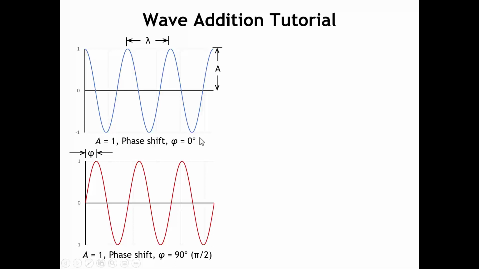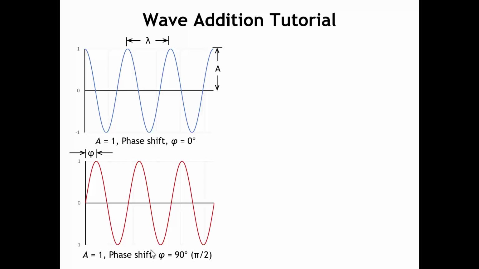But if we were to take that wave and shift the starting point from 0 out to here, and here in this case would be 90 degrees, or pi over 2 in radians, we could think about it being the exact same wave, but just starting at a different point. All right, and this phase shift is what's going to happen when waves have different path lengths, which is exactly the case that happens during diffraction.